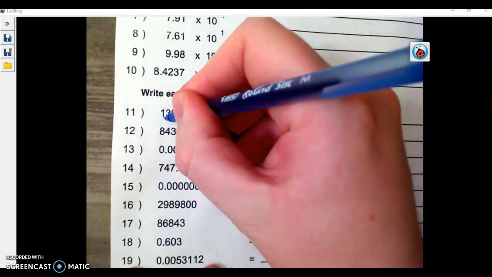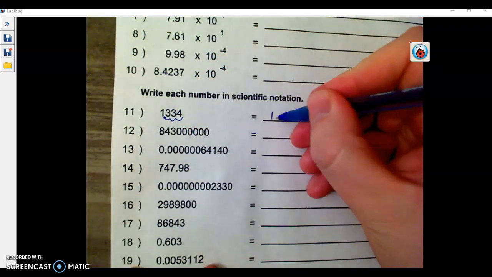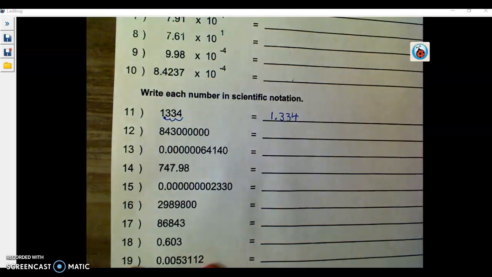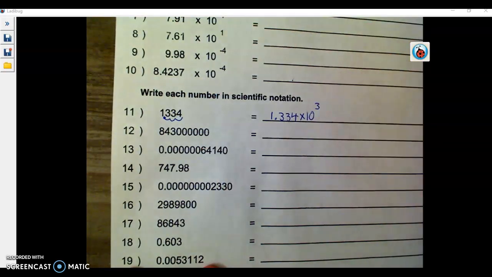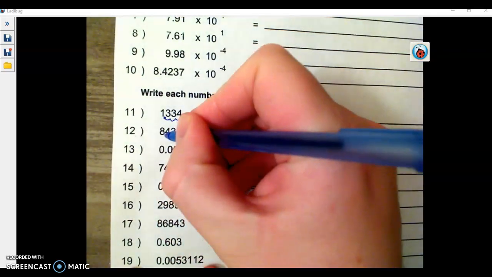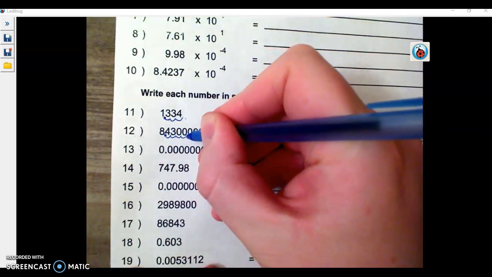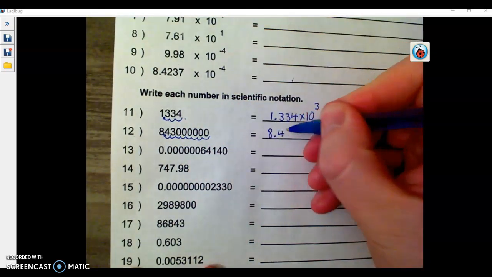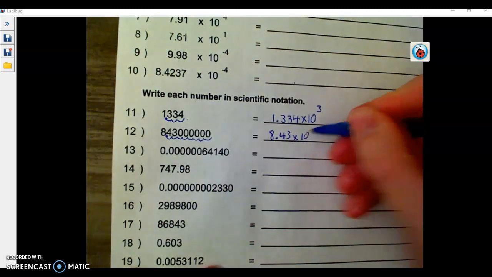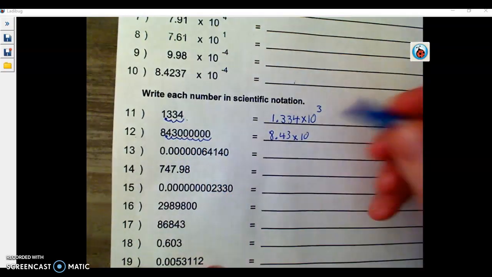So to get my decimal here, I had to move it 1, 2, 3 times. So it's going to be 1.334 times 10 to the power of, what do we say, 3 times? 1, 2, 3. Number 12, same idea. I want my decimal between the 8 and the 4. I had to move that 1, 2, 3, 4, 5, 6, 7, 8 times. So it's going to be 8.43 times 10 to the power of, I already forget what I said, 1, 2, 3, 4, 5, 6, 7, 8.